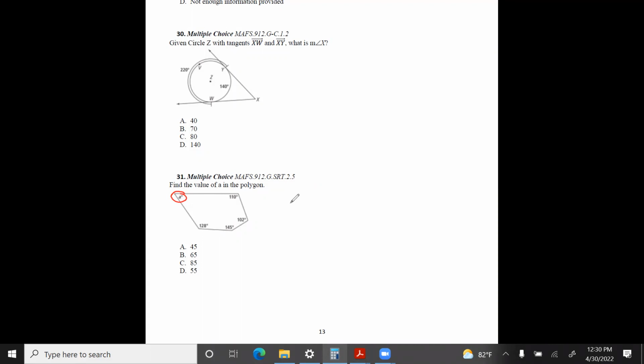So we need to know the sum of all the interior angles of a 5-sided figure, which is a pentagon. The formula to find the sum of all the angles is n minus 2 times 180. Plug in 5. 5 minus 2 times 180. 5 minus 2 is 3. 3 times 180 is going to give us a total of 540. So now 540 is our total.